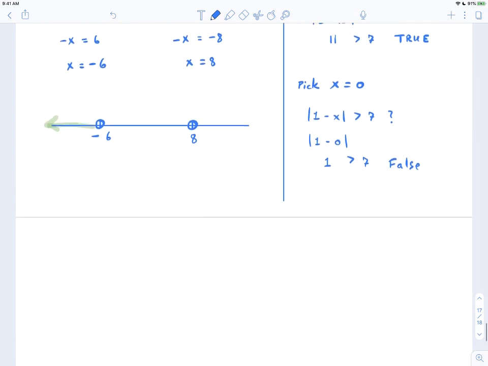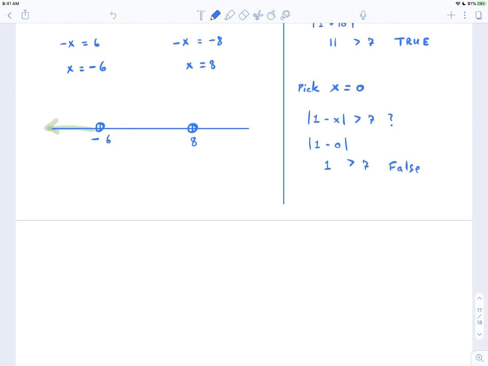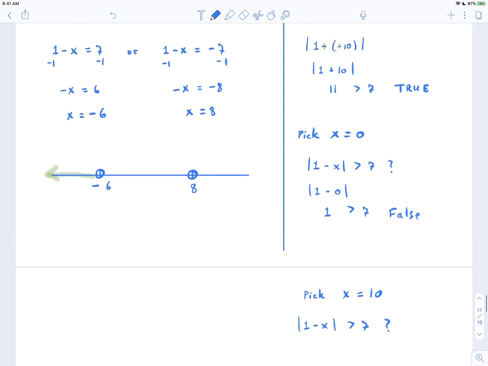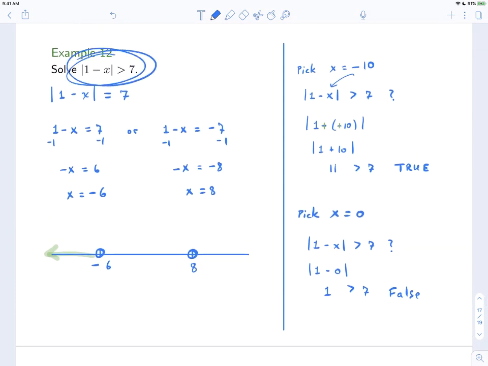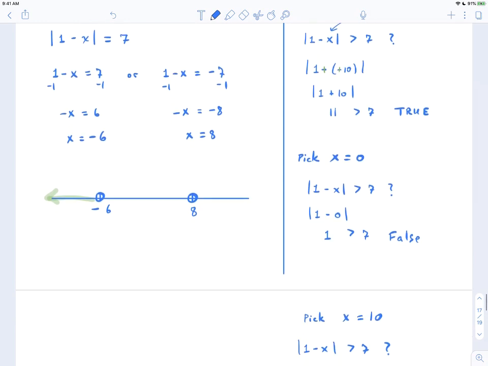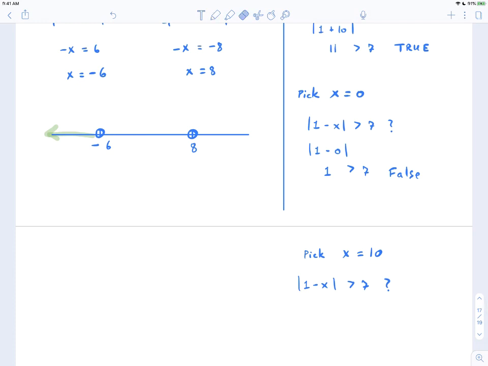What about the interval on the right? So on the right, we pick any number bigger than 8. So like I said, I like multiples of 10. Just whatever number is convenient. So we want to ask, is 1 minus x, is this greater than 7? That's our question. We want to know if it satisfies this inequality we started with. 1 minus x in absolute value greater than 7. Now this is supposed to be a 7. It kind of looked like a 7, but there we go.